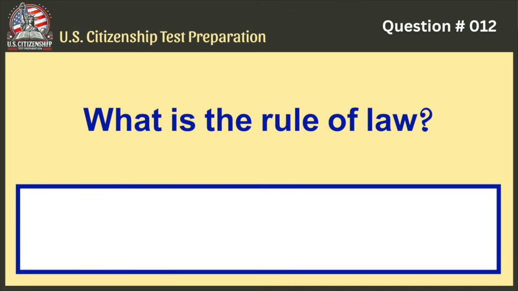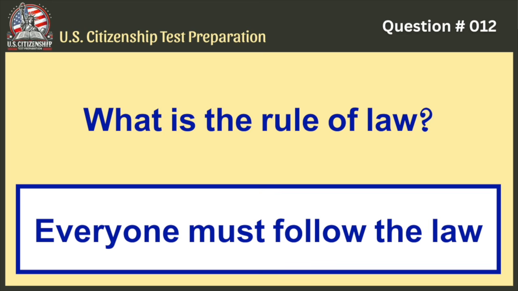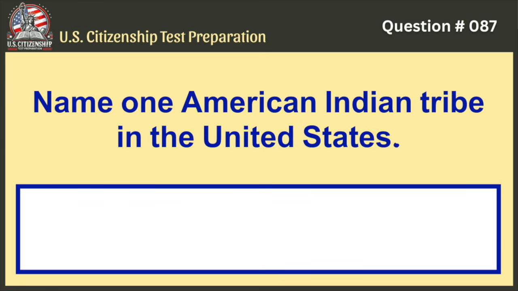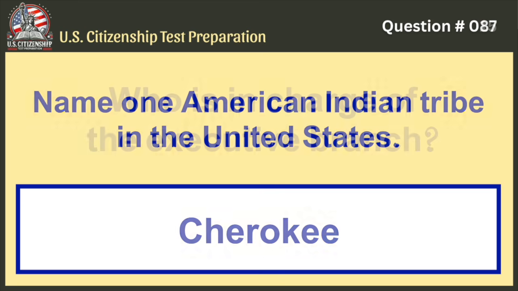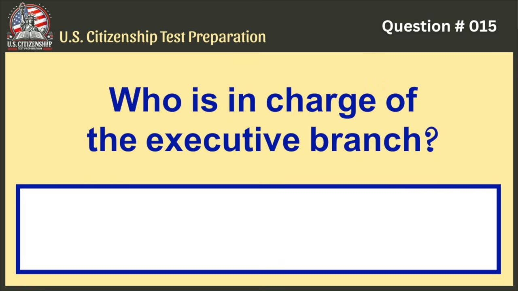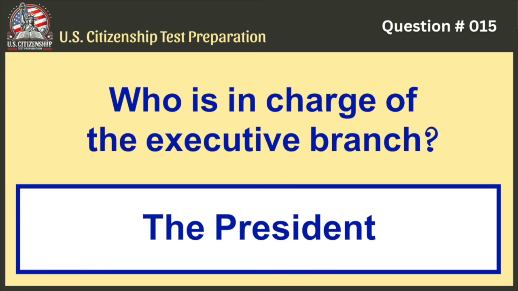What is the rule of law? Everyone must follow the law. Name one American Indian tribe in the United States. Cherokee. Who is in charge of the executive branch? The President.